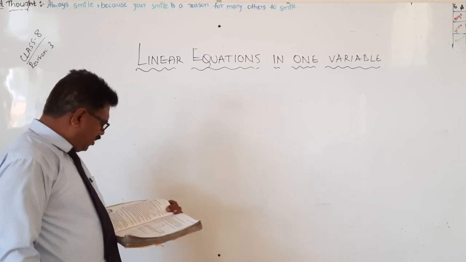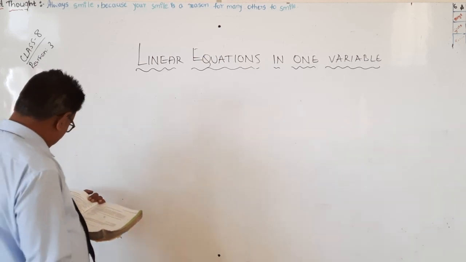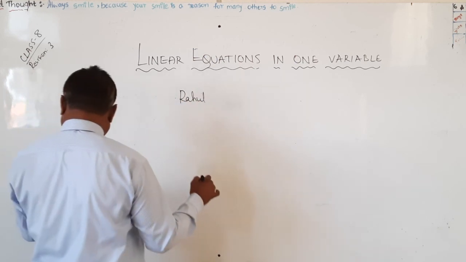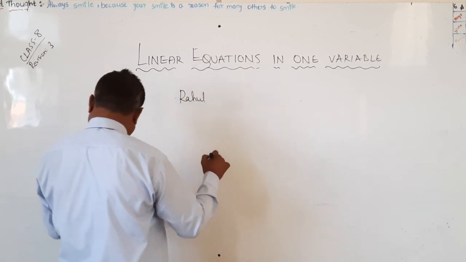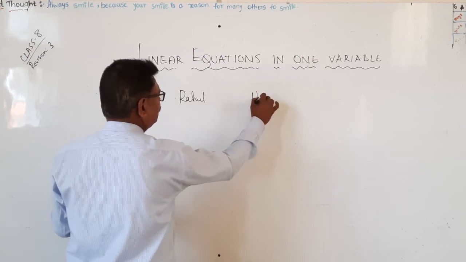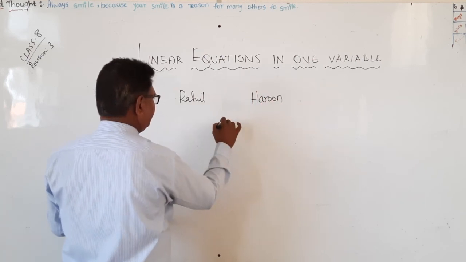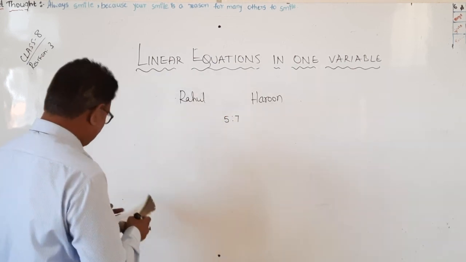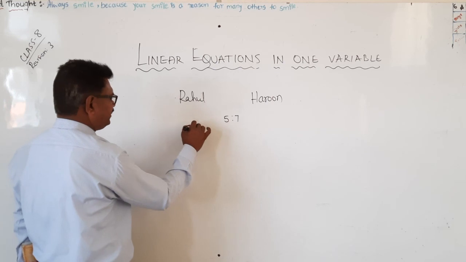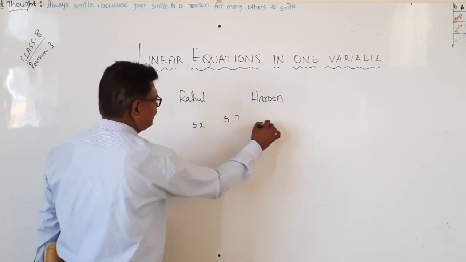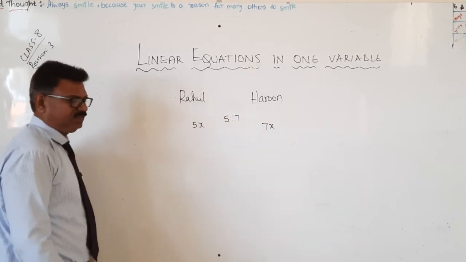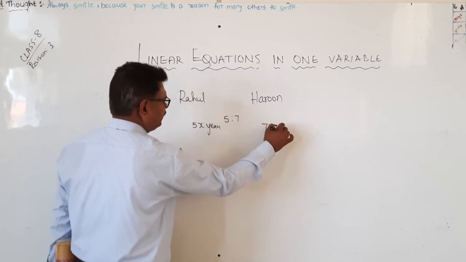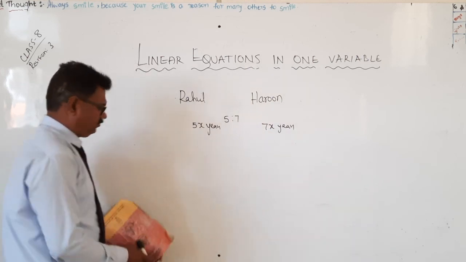The ages of Rahul and Harun are in the ratio 5:7. Therefore, the ages will be 5x years and 7x years.